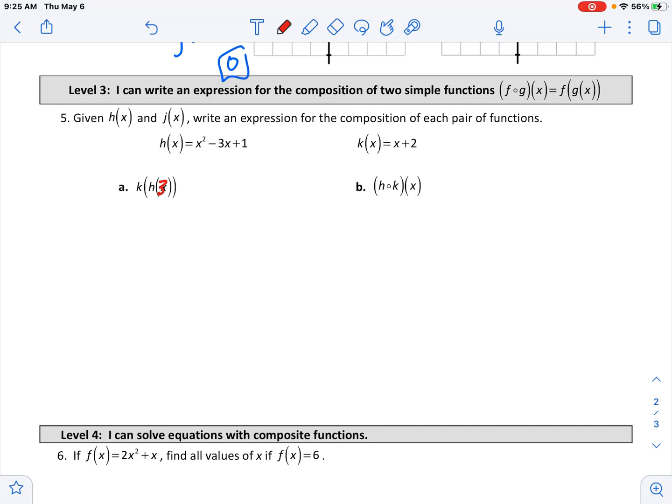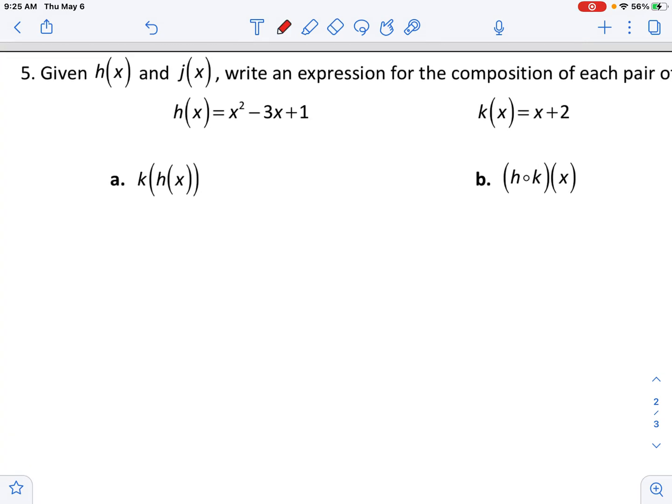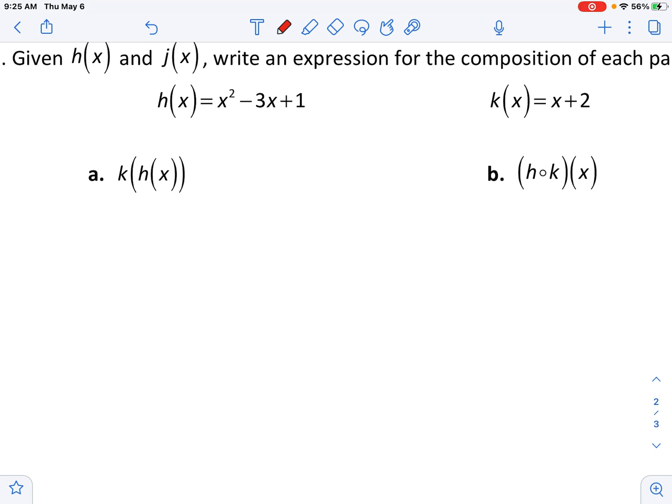You take that numeric answer, you plug it into k as the new input, you get an answer out. So when you plug in numbers, you get out numbers. When you plug in variables, you get out variables. So here's what we have. We have two functions here, h and k, and we got to do k of h of x.